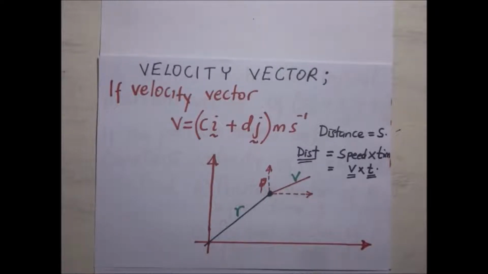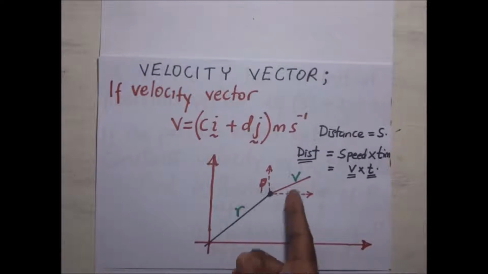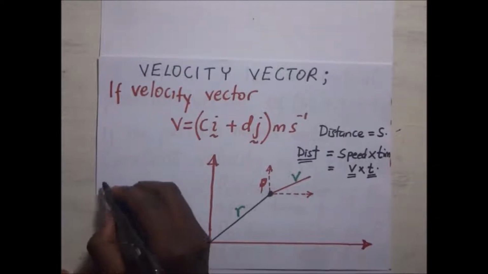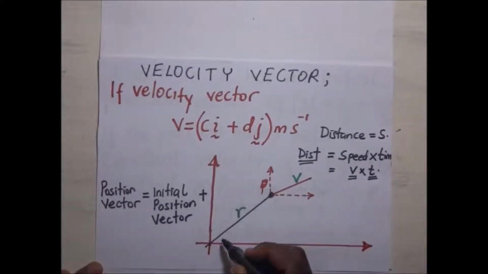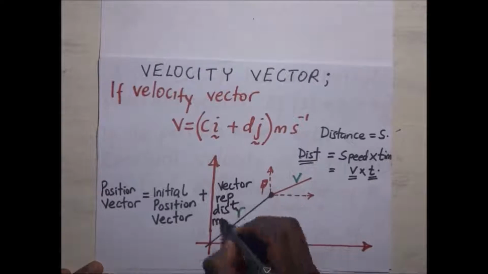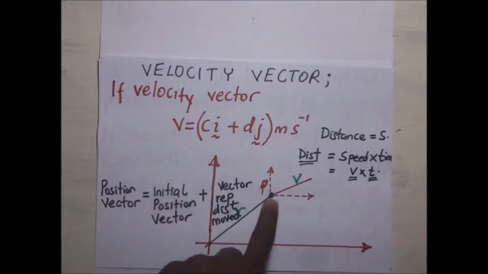So if I want to find the position vector of a particle after a certain time t, the new position vector will be equal to the initial position vector of this particle plus the vector representing how much it has moved in time t. Let's illustrate this using an example.